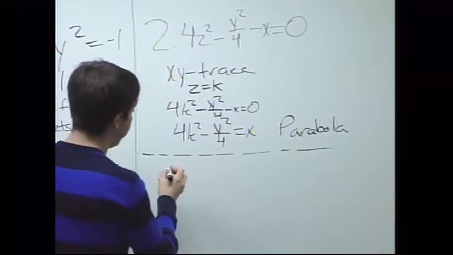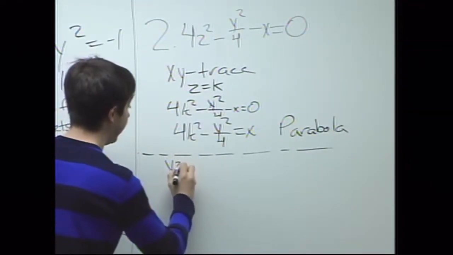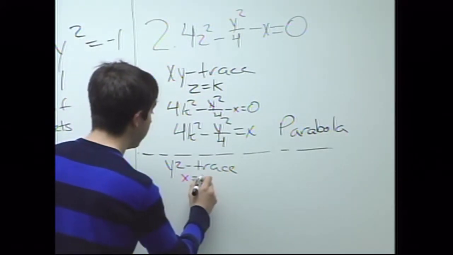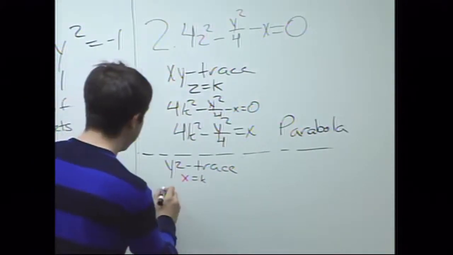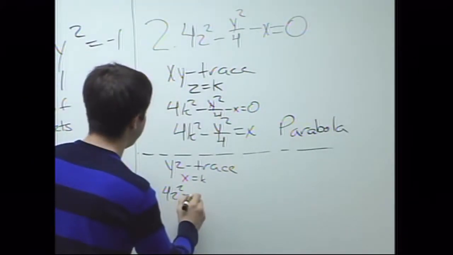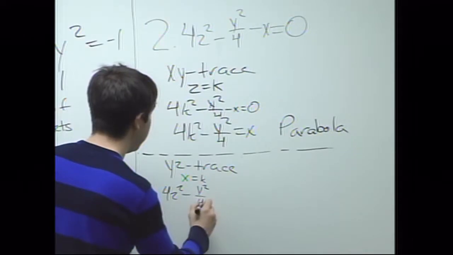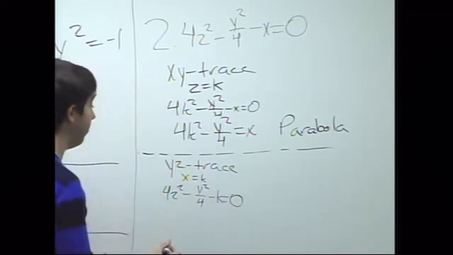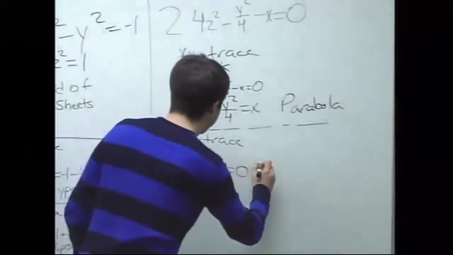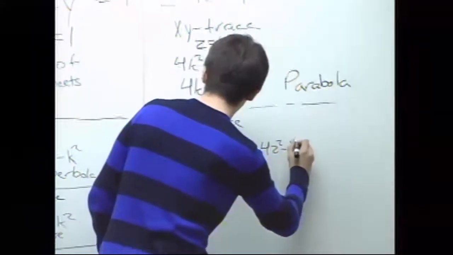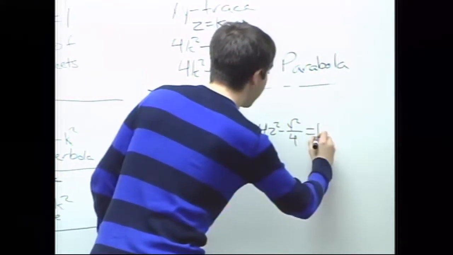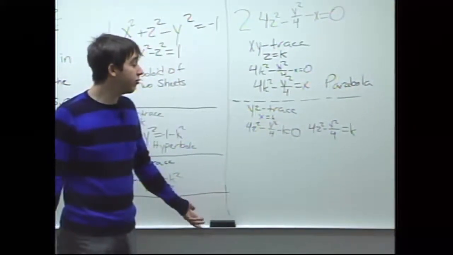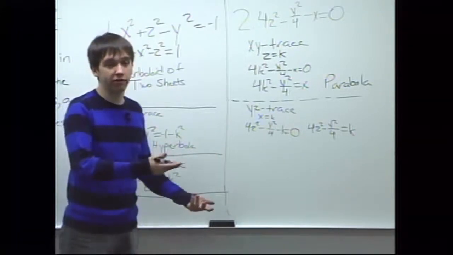Next trace we're going to look at is the yz trace. This is when x is going to be equal to a constant. If I plug that in, I end up getting 4z squared minus y squared over 4 minus k is equal to 0. Or in other words, 4z squared minus y squared over 4 is equal to a constant. And this is the difference between two squared variable terms. So as we know from before, this is the equation of a hyperbola.